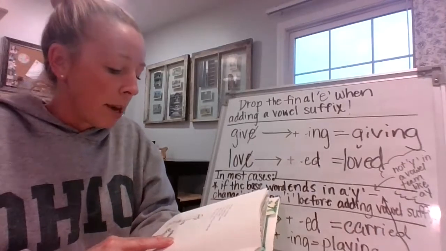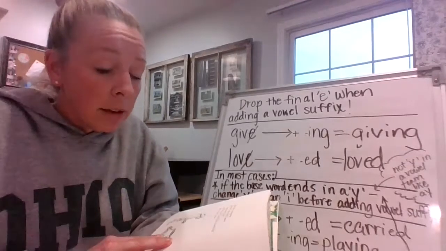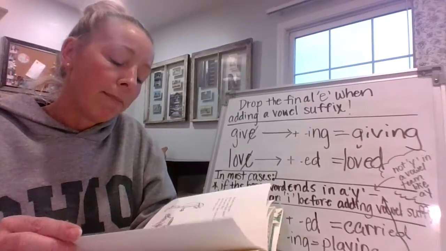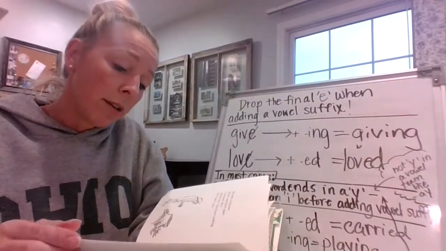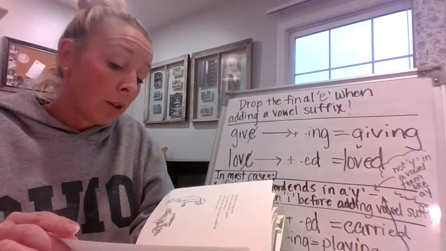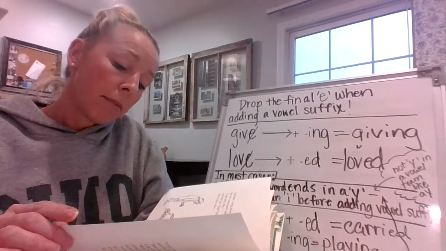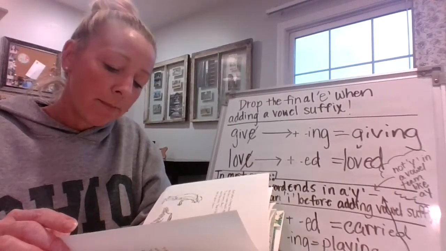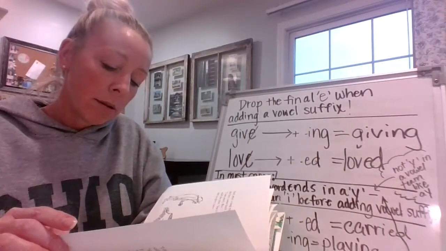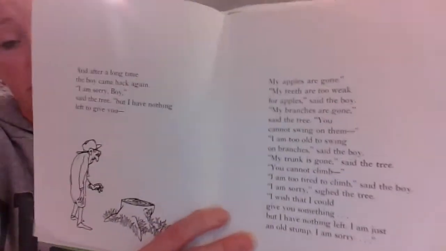After a long time, the boy came back again. "I'm sorry, boy," said the tree. "I have nothing left to give you. My apples are gone." "Well, my teeth are too weak for apples," said the boy. "My branches are gone," said the tree. "You cannot swing on them." "I'm too old to swing on branches," said the boy. "My trunk is gone," said the tree. "You cannot climb." "I'm too tired to climb," said the boy. "I am sorry," sighed the tree. "I wish that I could give you something, but I have nothing left. I am just an old stump. I am sorry."